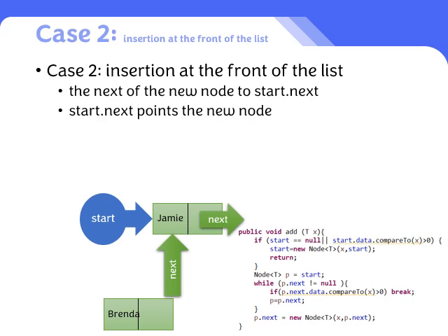So, first, let's compare it with the first node's data pointed to by start. Brenda comes earlier in the alphabet than Jamie, so the node pointed to by start points to the new node, Brenda. And the original first node, Jamie, becomes the second node.